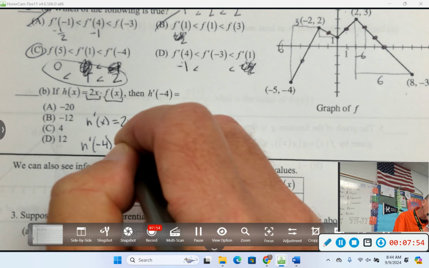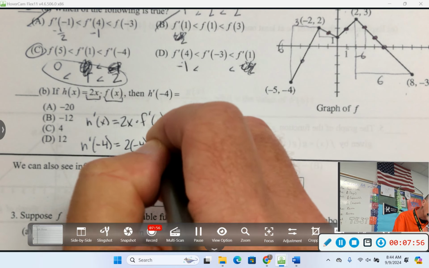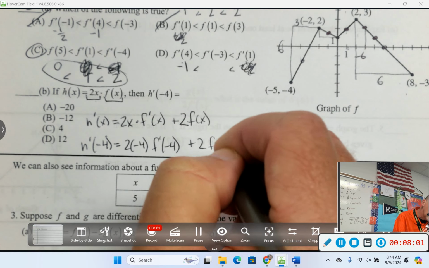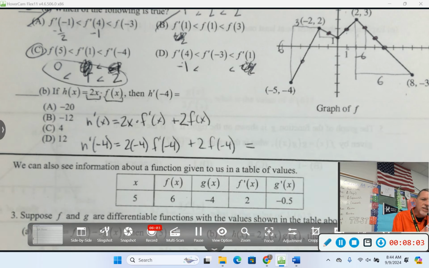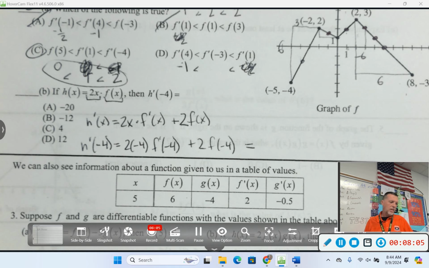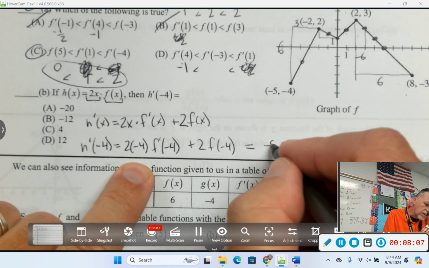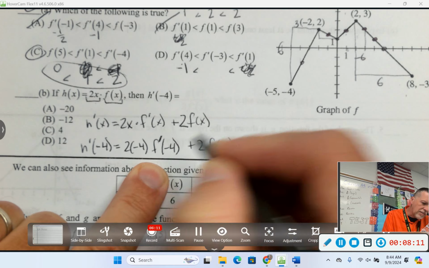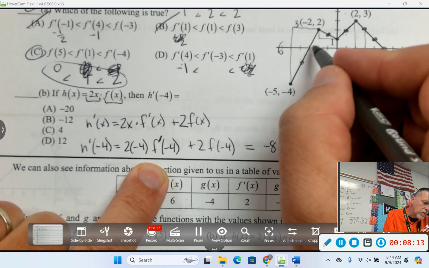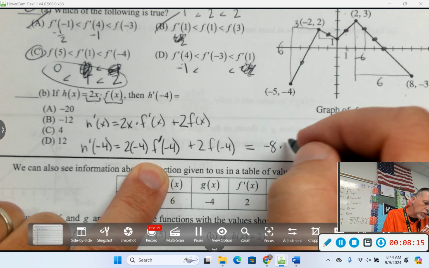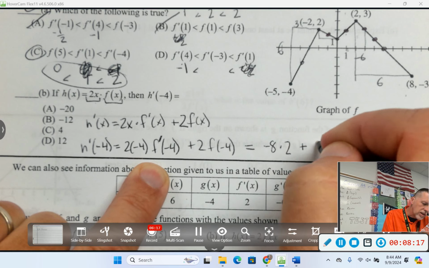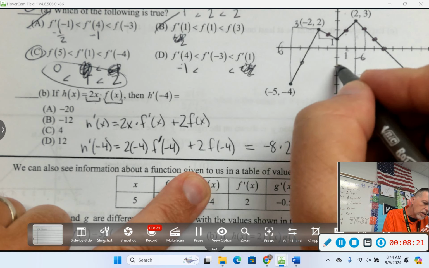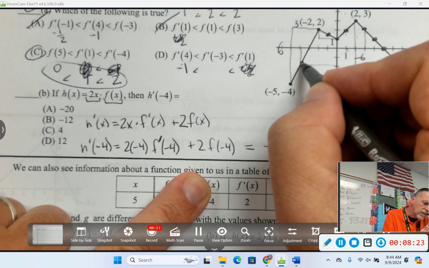H prime of negative 4. Let's see if I can get this one right. That's a lot of pieces. So negative 8 times f prime of negative 4. 1, 2, 3, 4. We already said that was 2. F of negative 4 is negative 2.